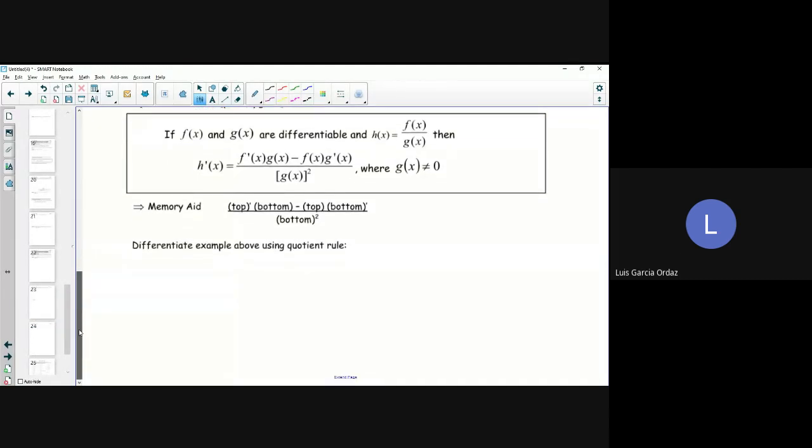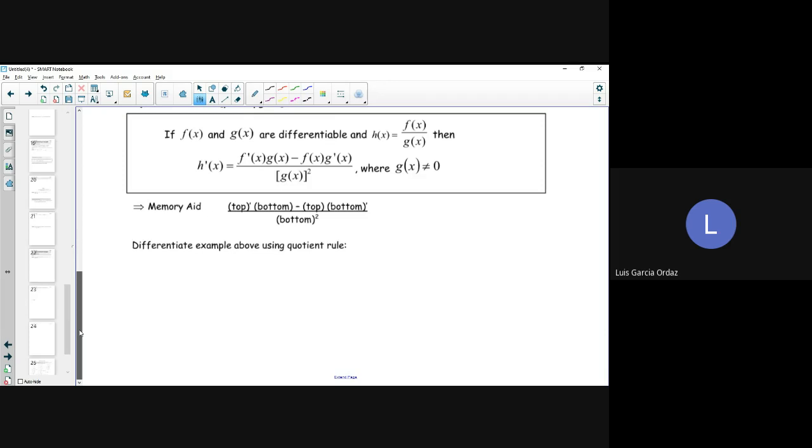So here we have the quotient rule. If the function f of x and the function g of x are both differentiable, and h of x is equal to f of x over g of x, then the derivative of h of x is equal to the derivative of the top function, f prime of x, multiplied by the function at the bottom, g of x, minus f of x times the derivative of the denominator, all over the denominator squared. In words, it would be the derivative of the top times the bottom, minus the top times the derivative of the bottom, over the bottom squared.